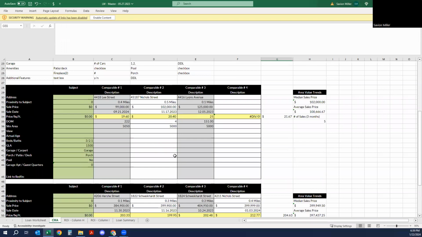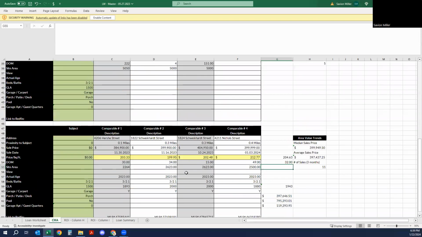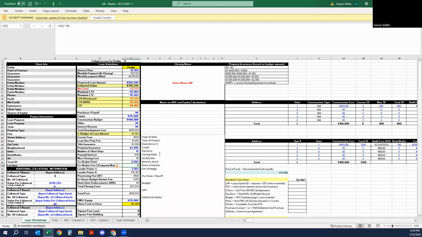Here's your land up here. Here's your new construction down here. How to apply lender terms to a loan worksheet to get, and this is not guaranteed, guys, this can be off. This title insurance, this could be 2,000, it could be 4. It's just a rough idea of where you would be at.